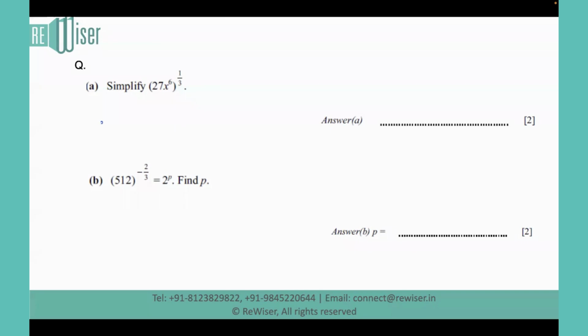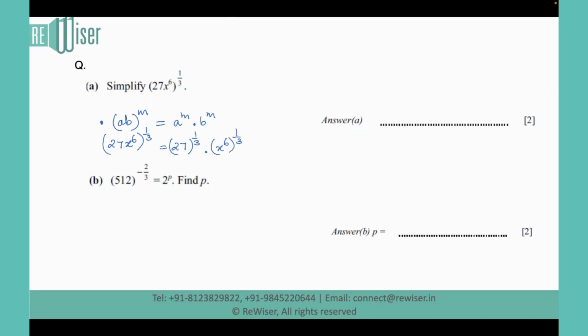So if we were given ab and ab is raised to the power m, it can be written as a to the power m times b to the power m. The same we'll apply in the given question, that 27 x to the power 6 and m is 1 by 3. So we can write 27 to the power 1 by 3 times x to the power 6, which is raised to the power 1 by 3.